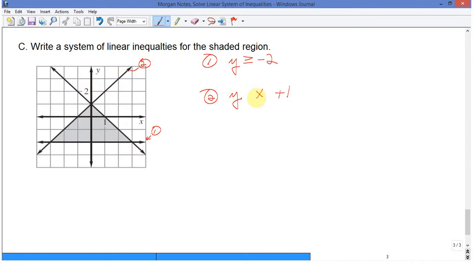Now the question is, is it going to be a less than or equal to or a greater than or equal to, because the line is solid? So let's just pick the point (0, 0) and test it in there. I'm going to guess that it's a less than or equal to. If I pick the point (0, 0), I would have 0 is less than or equal to 0 plus 1. That's true, so I guessed right.